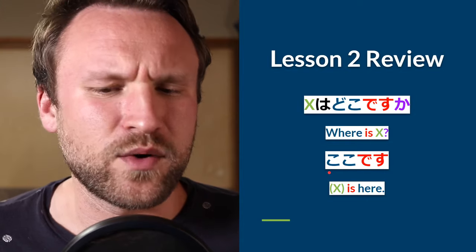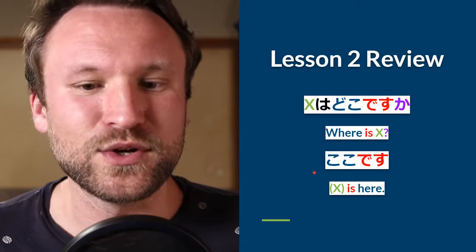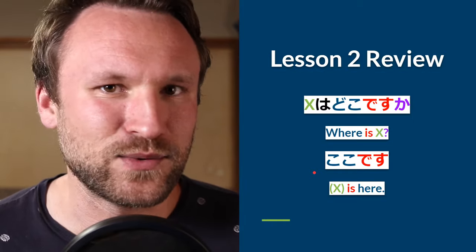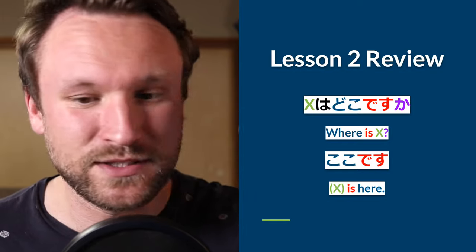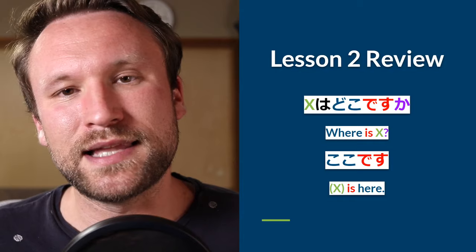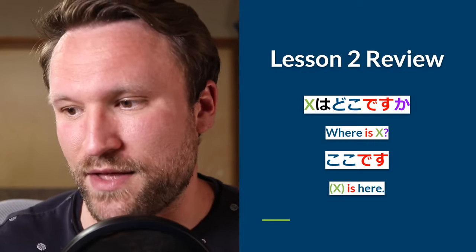And then the answer to that question may be koko desu. X is here. You could say X wa koko desu. You could say that, but it's implied. You don't need to have that in the response. You can cut it and just have koko desu. So we learned that in lesson two, right? So now we are going to expand upon that a little bit.